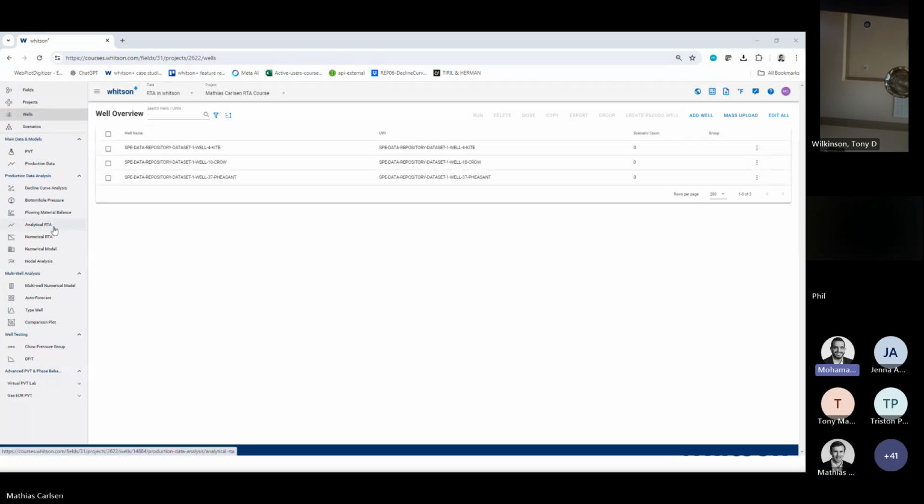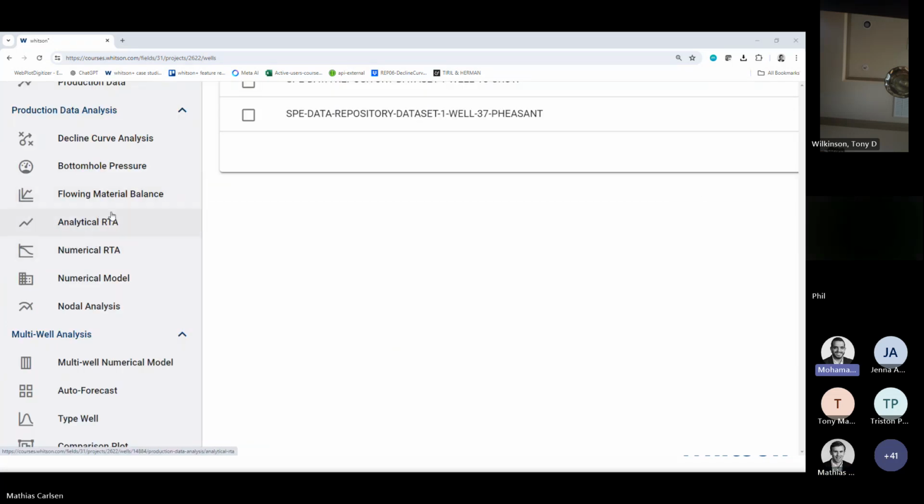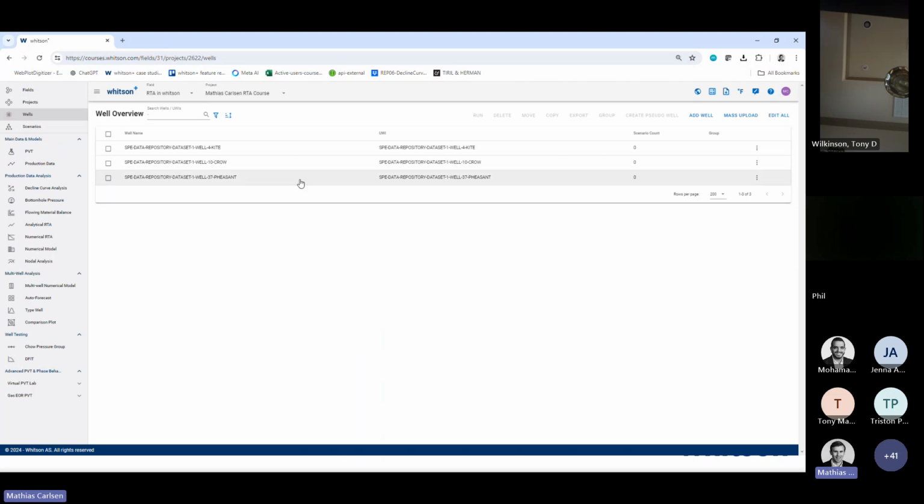You're on the Matthias Carson RTA course, and you're moving your mouse. So what we're going to do, we're going to take some good time for these exercises, and we're going to reference some of the material that we've talked about and learned, and we're going to focus on these two features here, and then do a little bit also in the numerical model piece. And the first well that we're going to work on is this well right here. If you would like to follow the exercises, make sure that you click this Pheasant well.